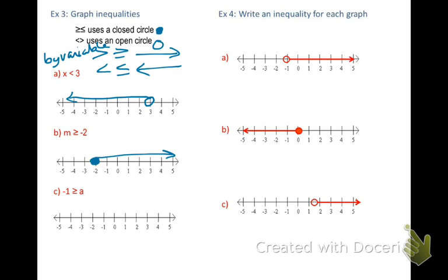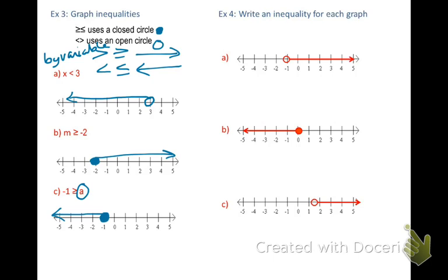See, it's a little different. The variable's on the other side, so we're looking at -1. We have to see if it's open or closed. And it says -1 is greater than or equal to, so I can have that. Now you're going to read it from the variable. A is less than, so it means it goes to the left because it's less than.